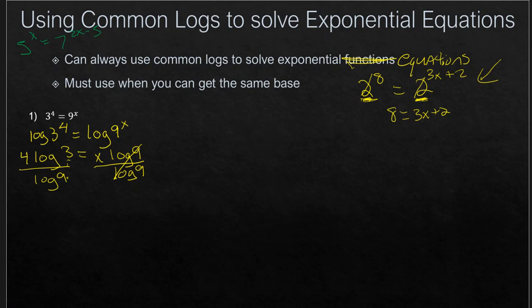So anyway, take your calculator, 4 log of 3. And I'm just going to write down a couple of decimal places. And then on the bottom, I have the log of 9, and that's equal to x. So if I divide 1.9084 by 0.9542, I get an answer of 2.